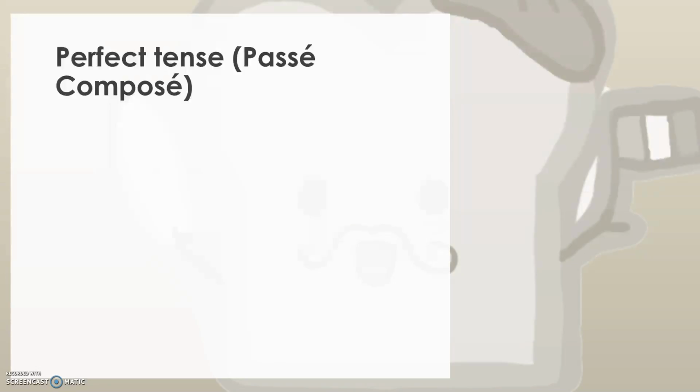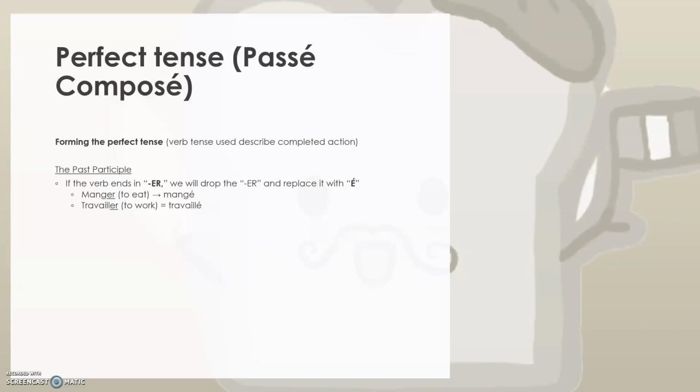However, for the passé composé, we will still conjugate each verb for the subject pronoun. However, for the action verb, we need to make it past tense when forming the perfect tense, and here's how we do so. If the verb ends in er, we will drop the er and replace it with é with the accent aigu. So we see that manger and travailler become mangé and travaillé.